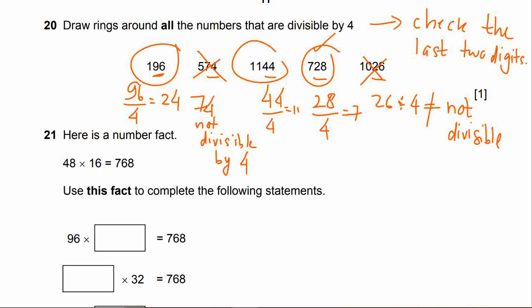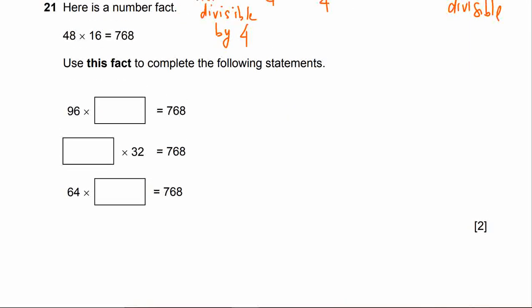Alright, that's number 21. Number 21, here's a number fact. 48 times 16 equals 768. Use this fact to complete the following statement. 96 times blank equals 768. Now we know that 96 comes from 48 times 2. 48 times 2 is 96.